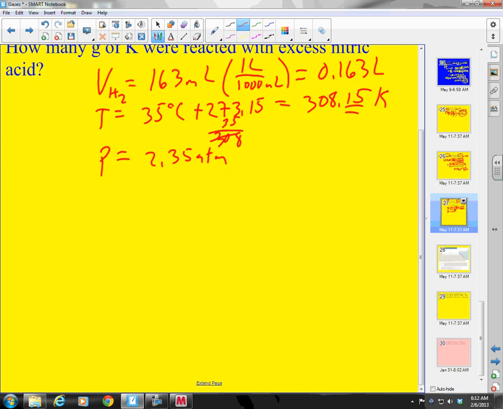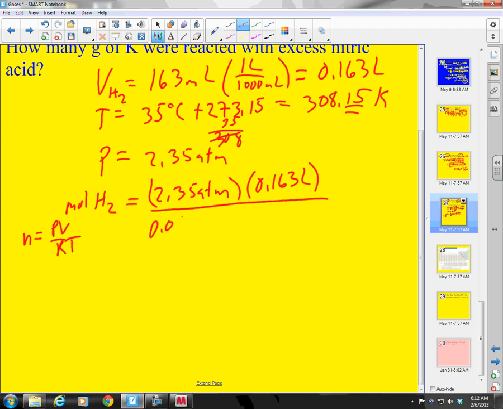So I can get moles of H2. How? Moles of H2 is equal to PV over RT. What's my P? 2.35 atmospheres. What's my V? 0.163 liters. What's my R? 0.08206 liter atmospheres per mole Kelvin. Yeah, we want to keep using our units so we can check to make sure our units are correct. Okay, Kelvin cancels, atmospheres cancel, liters cancel, and I get 1 over moles, which is equal to moles. Okay, here we go.